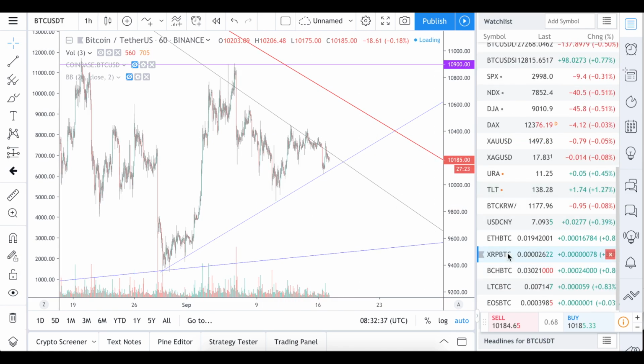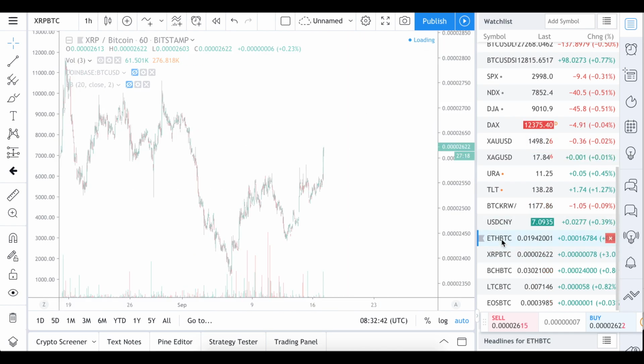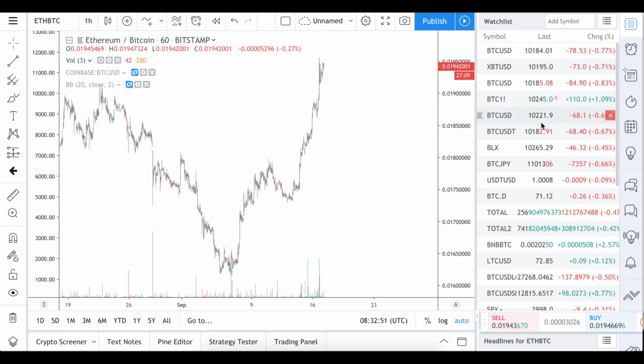Meanwhile, we see some interesting moves with altcoins. XRP is making new highs, Ethereum, and so on and so forth. So it seems like market made a little bit more action these days.